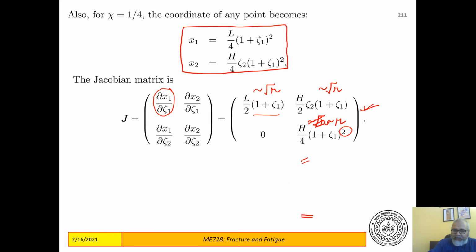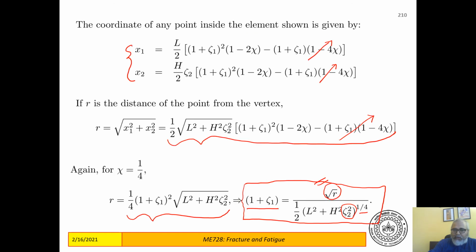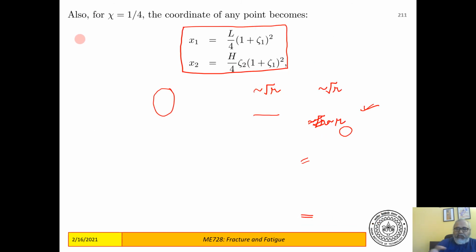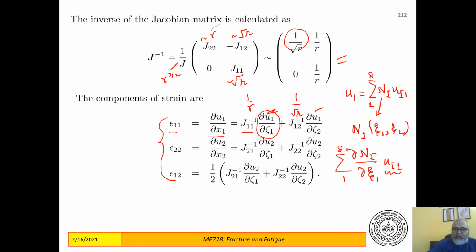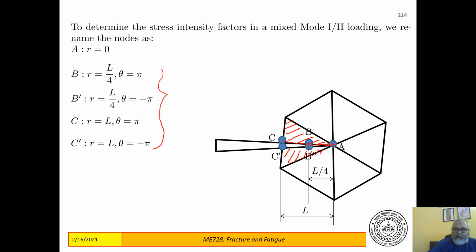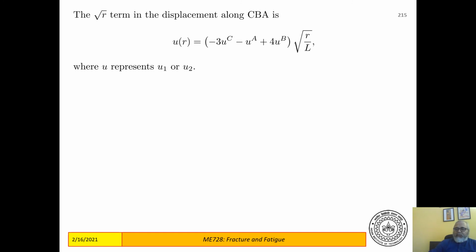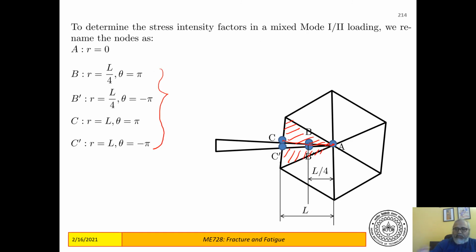You can also find the displacement from interpolations like this. You have to express zeta 1 and zeta 2 in terms of r, and then you'll get the displacements. So these would be the displacements for the top element, the element on the top, displacements along CBA. Remember, the shape functions on these edges would all be 0 at these three nodes, so they don't appear in this expression.